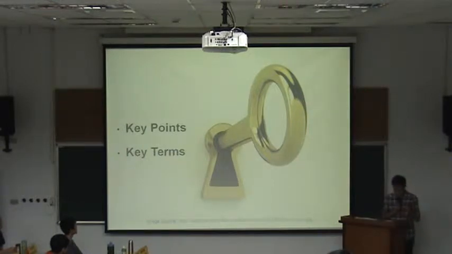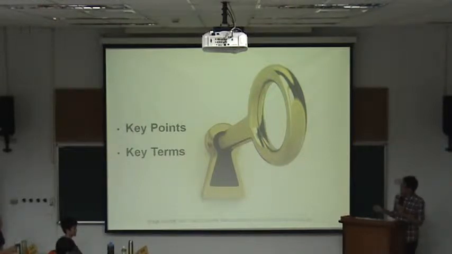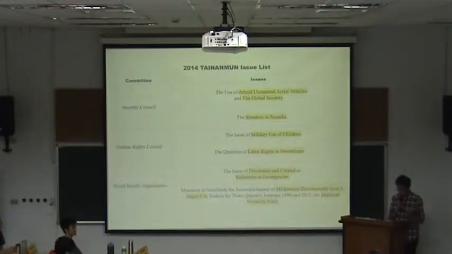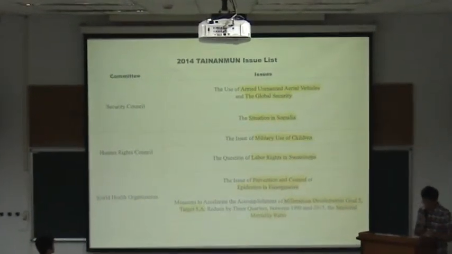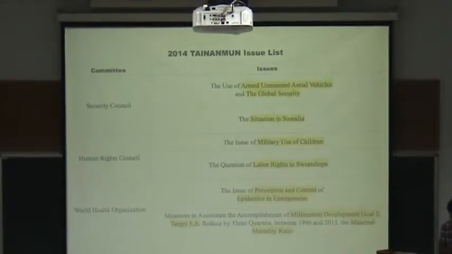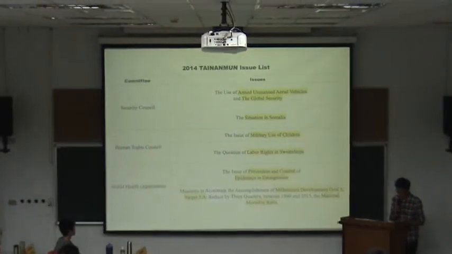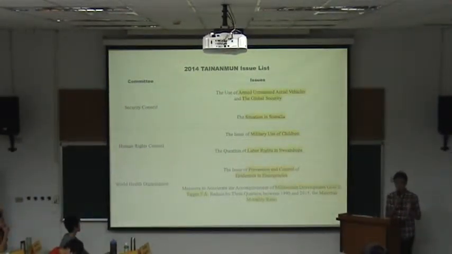And the keywords usually consist of key points and key terms. Here I highlighted some of the keywords of the issues of TAINANMUN. I'll take the issue for the Security Council as an example: the use of armed unmanned aerial vehicles and global security. First, I will use the term UAV as the issue's key term so that I can be sure what a UAV is. And second, I highlighted global security as the issue's key point, which will give me the question about why UAVs threaten global security. And last but not least, I hope that the keywords which I highlighted could be useful when you are doing research.